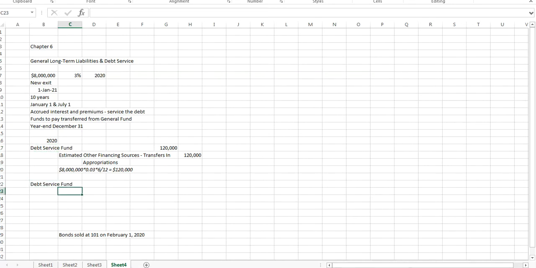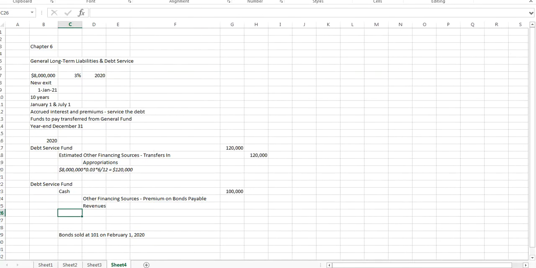So I'm in my debt service fund, and we've got cash, $100,000. We've got other financing sources, premium on bonds payable. I have to make that a little bit bigger. And then I've got revenues. Okay, so my other financing resources premium is $80,000 and my revenues are $20,000.